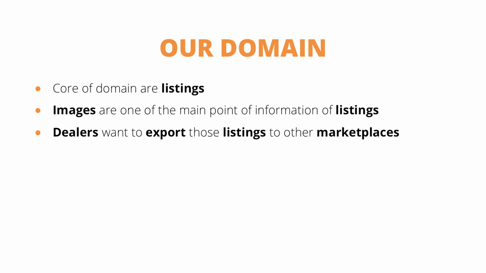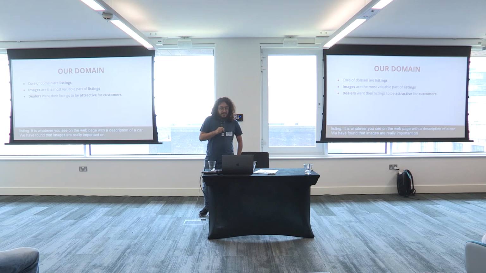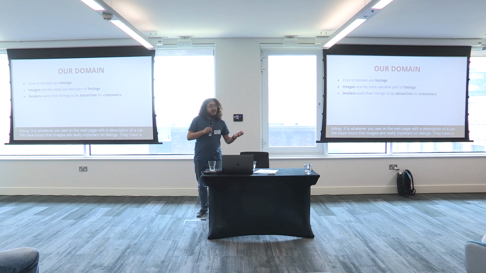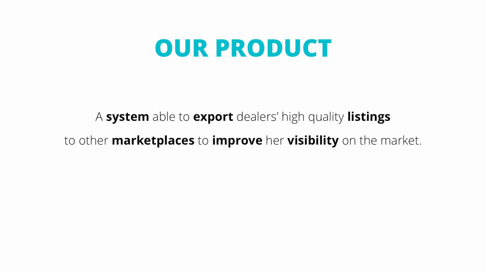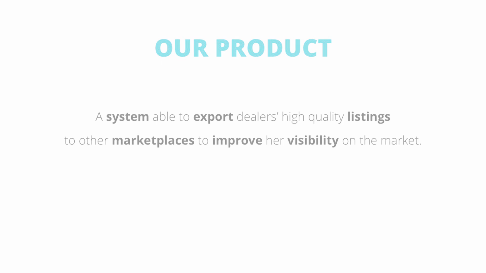Our current domain on AutoScout is the listing. The listing is whatever you see on the web page with a description of a car. We found that images are really important on listings, so they have a special treatment. And the dealer is the person who wants to sell something to customers. What we are building is a product that lets dealers export those listings to other platforms and partners, just to improve the visibility of ads and be more able to sell those cars.